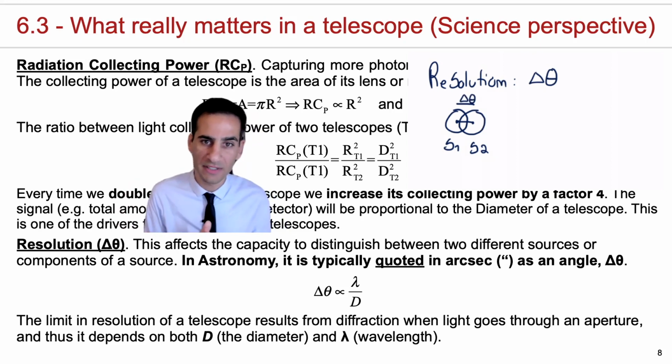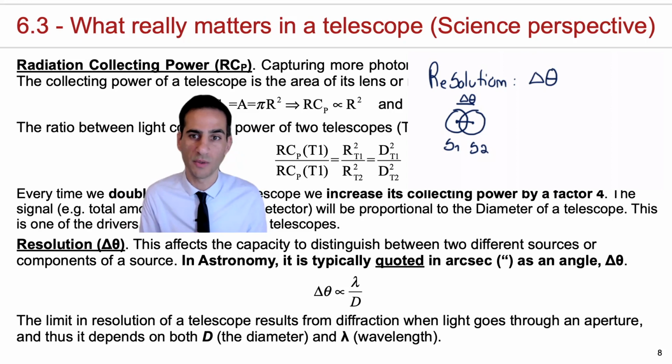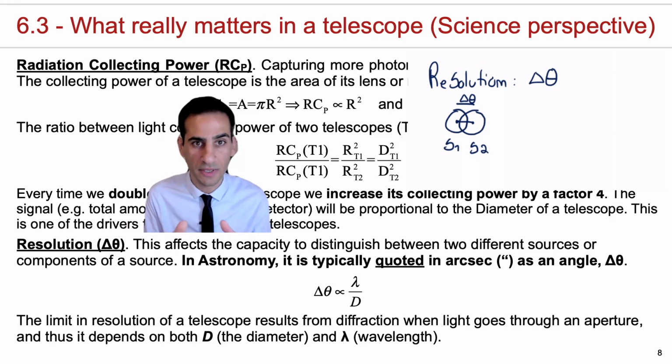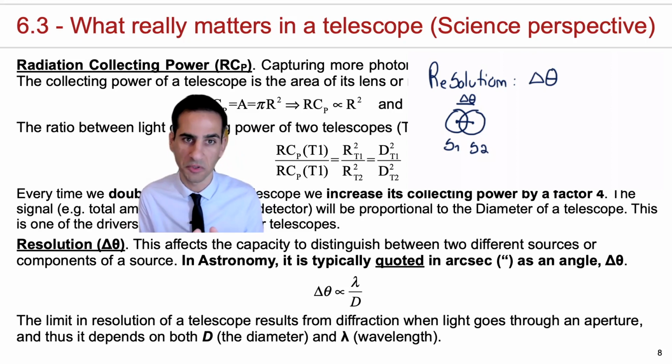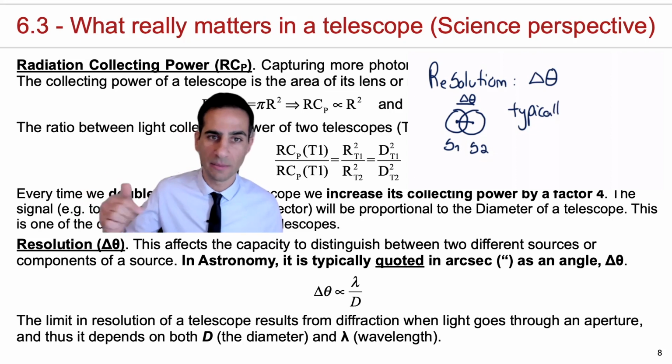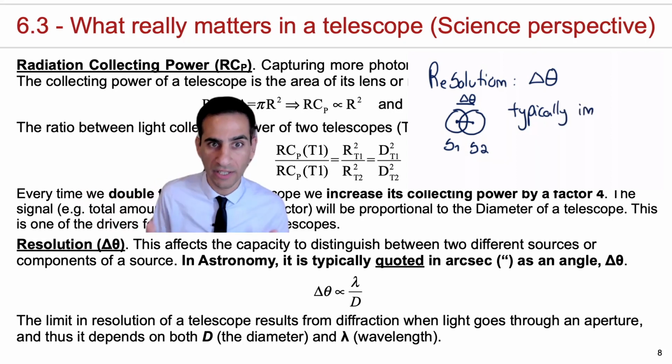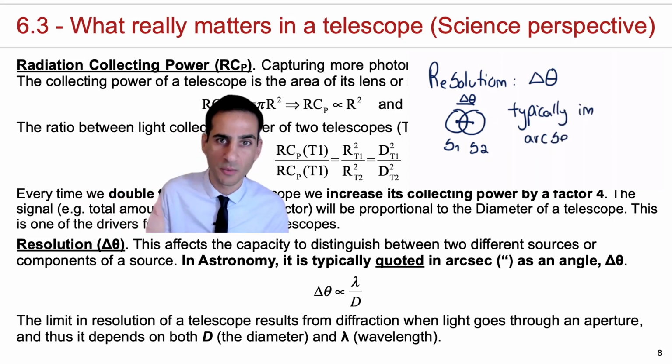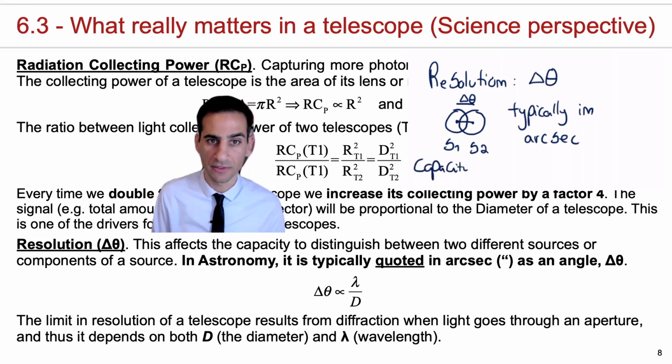This affects the capacity to distinguish essentially between these two different sources, or sometimes components of the same source. So you don't have to actually be dealing with two separate sources. Sometimes it's about looking at the details. This is typically quoted in arcseconds. You've seen an arcsecond is 1/3600 of a degree, and it's given as an angle.